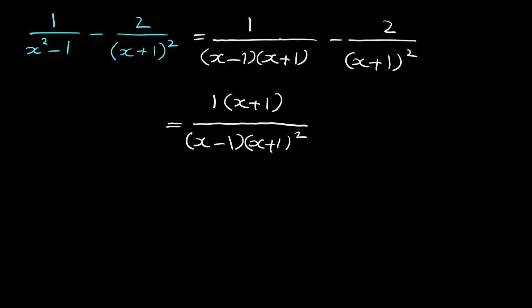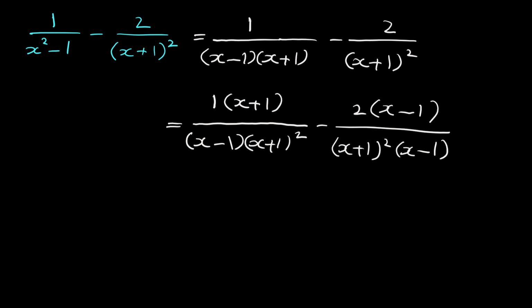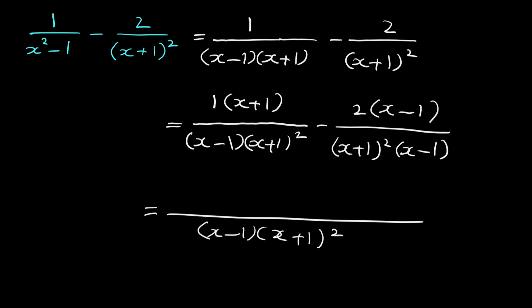This is the better way of writing that. For the other fraction, we multiply it by x minus 1. And of course, we multiply the denominator also by x minus 1. Now look at the denominators. They are the same: x minus 1 times x plus 1 to the power of 2.